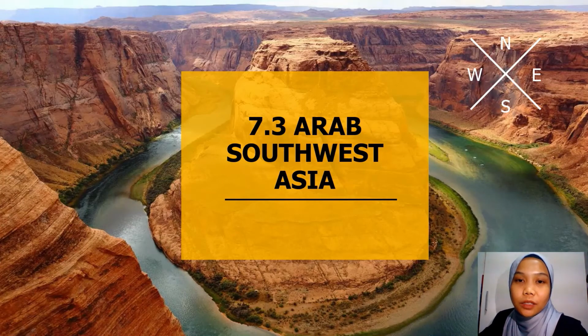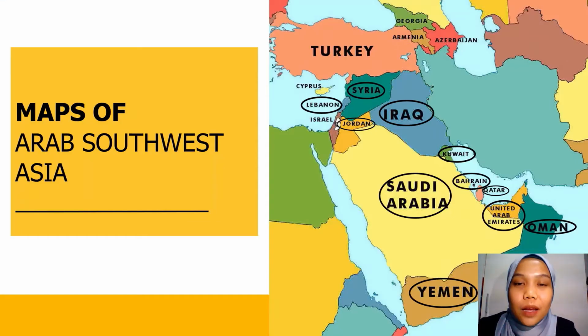From here on, we're going to talk about our last subpoints. Therefore, let's proceed to 7.3, Arab Southwest Asia. Shown here is the map of Arab Southwest Asia. Arab Southwest Asia is the heart of the Arab and Islamic worlds. I agree with that, do you?